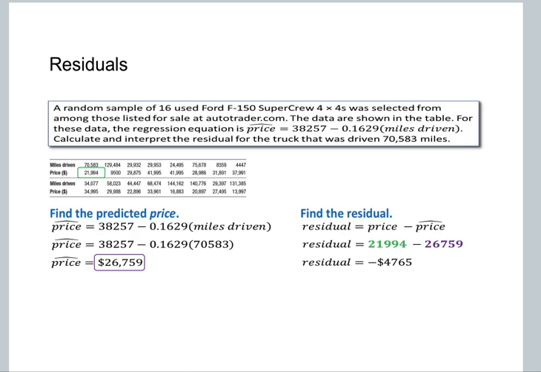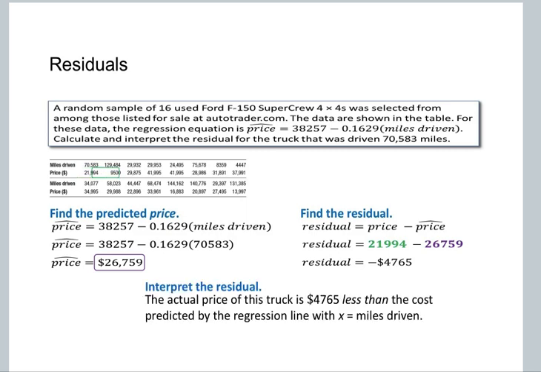Okay? So is our answer, our residual, positive or negative? It's negative. So I want y'all to just take a wild guess. If your residual is negative, do you think the actual is more or less than predicted? Less. Okay? So therefore, here's your answer. The actual price of this truck is $4,765 less than the cost predicted by the regression line with X equals miles driven. That is the answer I'm looking for.